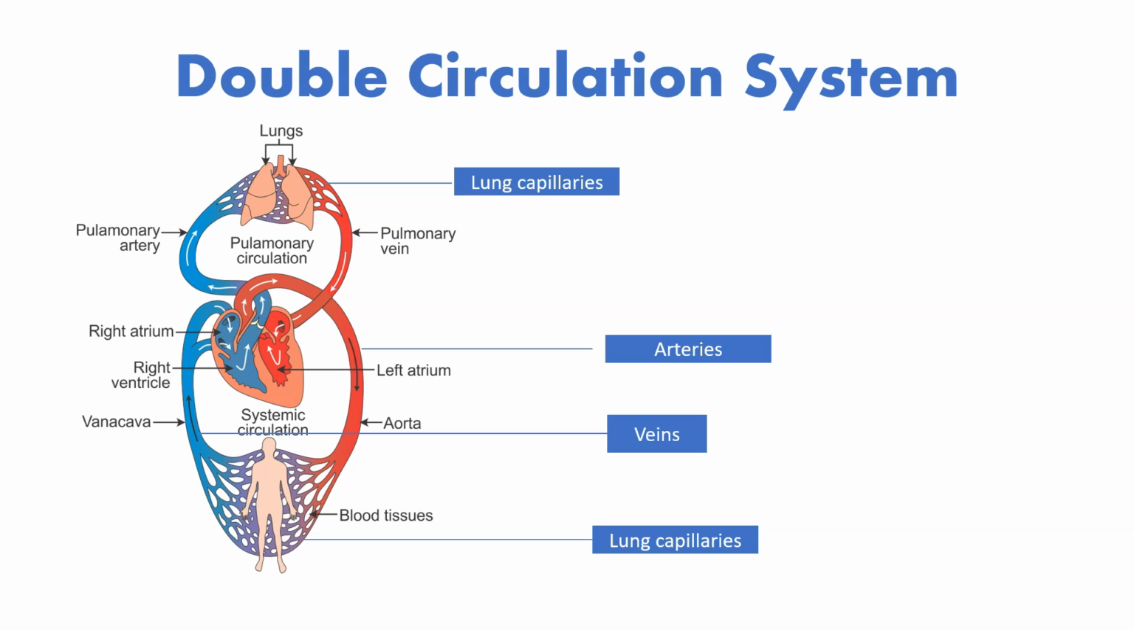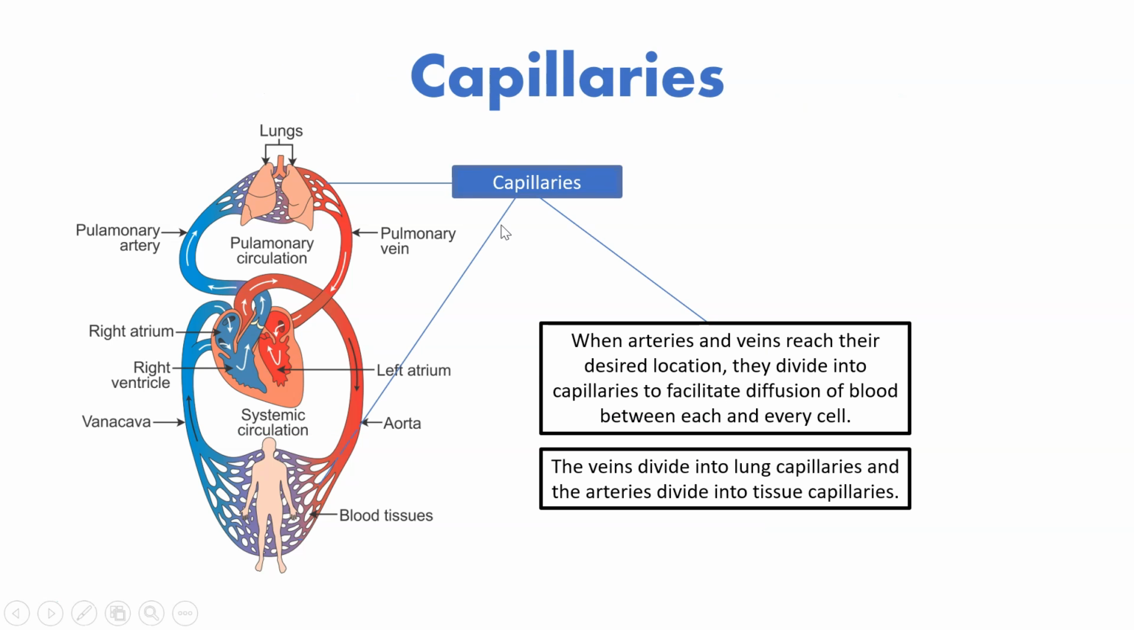So now you may be wondering what capillaries are. When the arteries and veins reach their desired location, they divide into much smaller vessels called capillaries. Capillaries are actually a type of blood vessel found in the circulatory system, and they facilitate easier diffusion of blood between each and every cell.